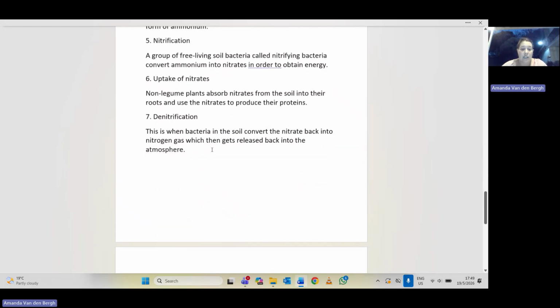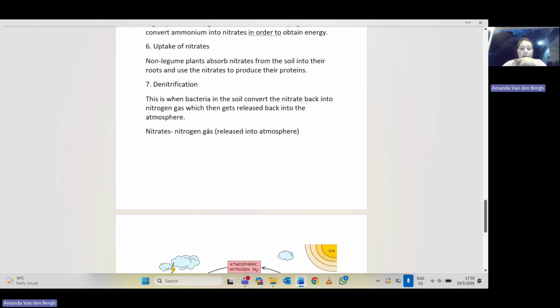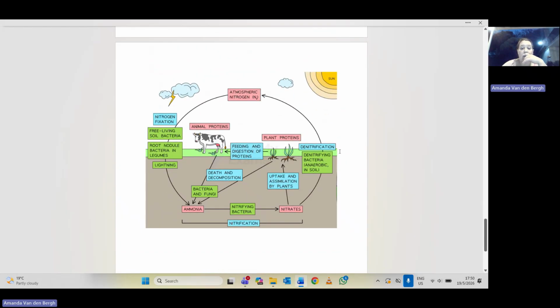The denitrification is the opposite. So we've got the nitrates and they get converted back into nitrogen gas, which goes into the atmosphere, right? And so now we have a full cycle. We started with the nitrogen in the atmosphere, we used the nitrates, then we get the nitrogen back into the atmosphere. Right? And again, we've got this whole cycle. Okay, so if you look here, that's what's happening. So always start at the top.